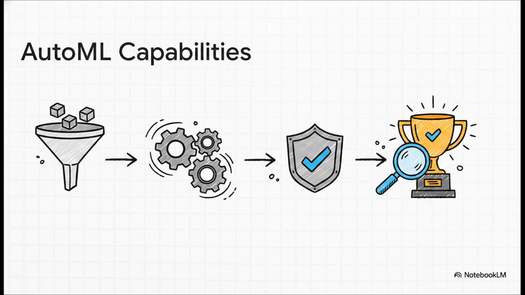It automatically tests dozens of different algorithms for you, applies crucial data guardrail checks, and then recommends the absolute best candidate model. And here's the best part: it provides model explainability, or MXL, so you aren't just dealing with some mysterious black box. You can see exactly which data features influence the winning model's decisions.